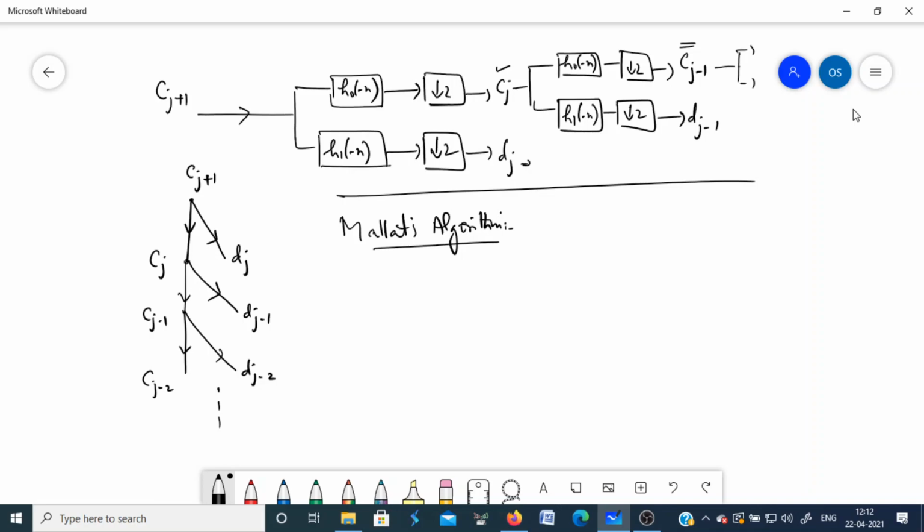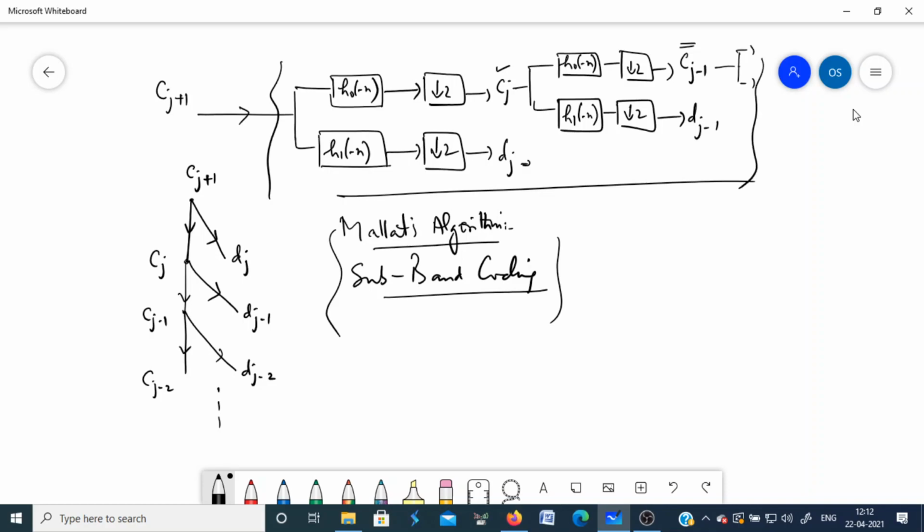Or we also call it subband coding. Now you can view this structure in the sense of filter banks only. In fact, there is nothing about the scaling and the wavelet functions. So many people look at this wavelet theory from different aspects, either in terms of expansion of a function in terms of wavelets and scaling functions, or in terms of filter banks.